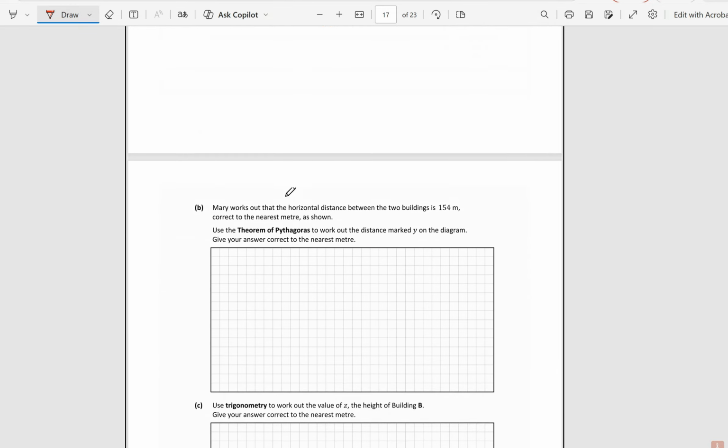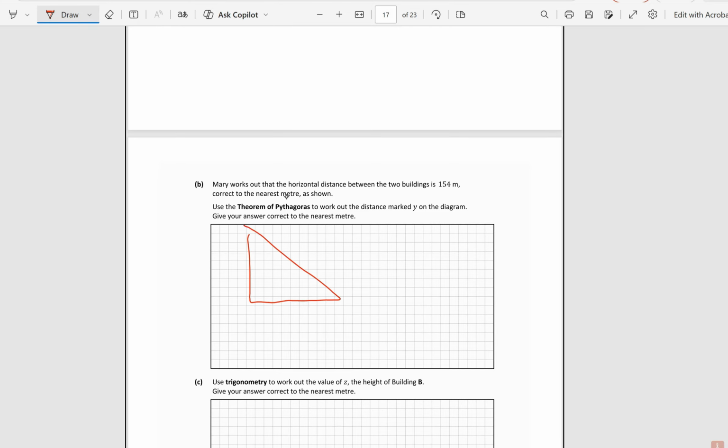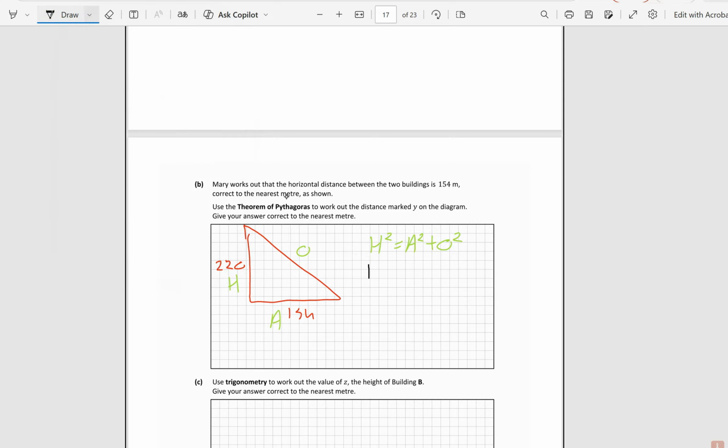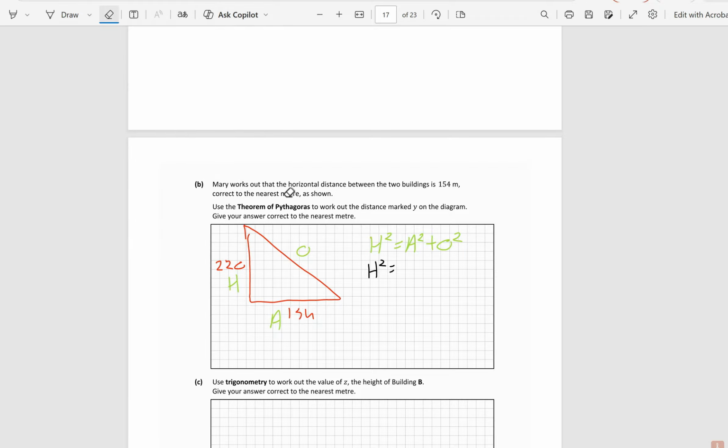220 and 154. Right, label your sides. O, and then A and H doesn't matter. So it's H squared equals A squared plus O squared. Fill in what you know. So H squared, we don't know what it is, we're looking for. Rewind, I labelled wrong.